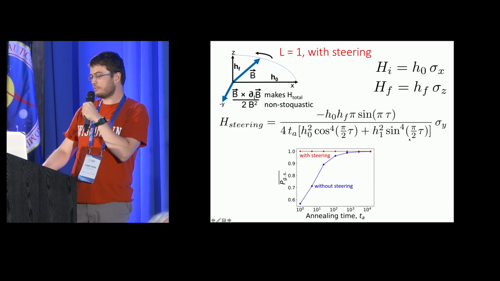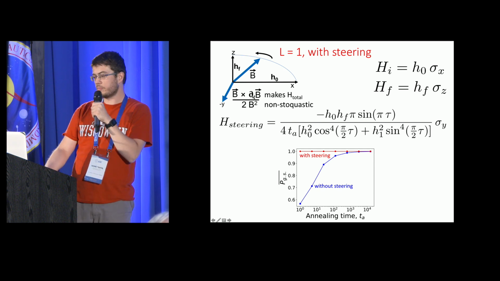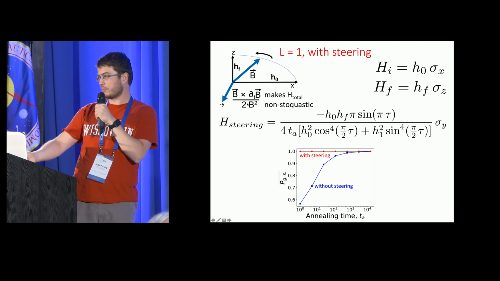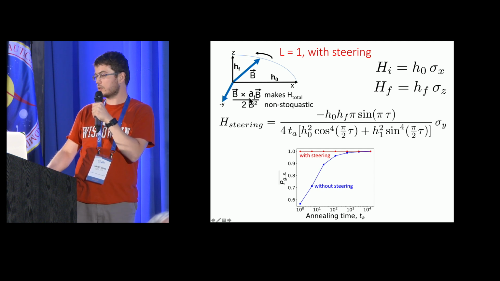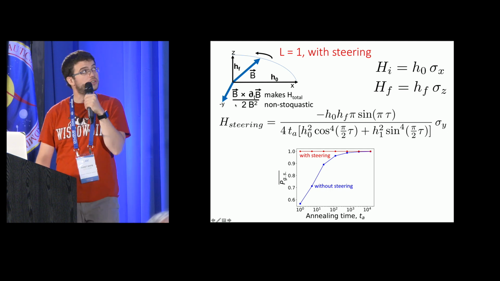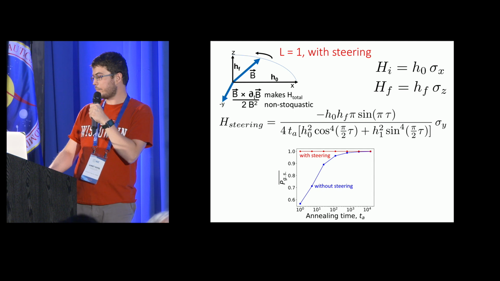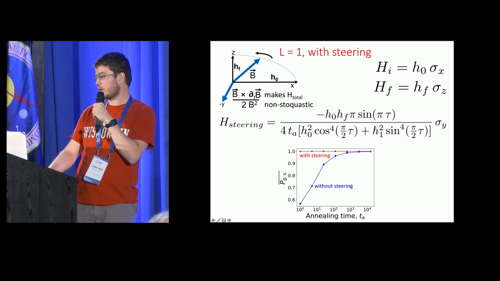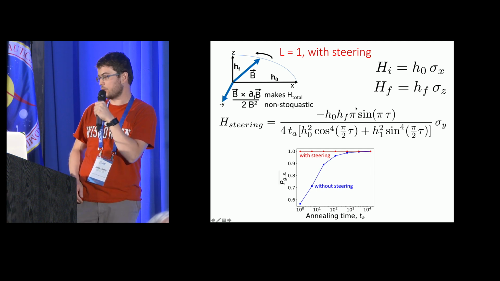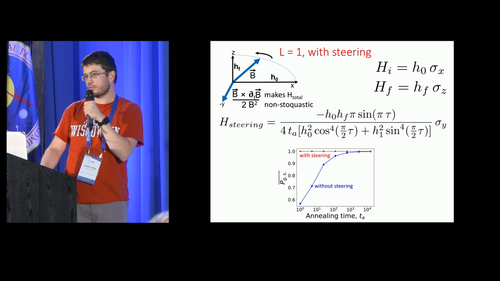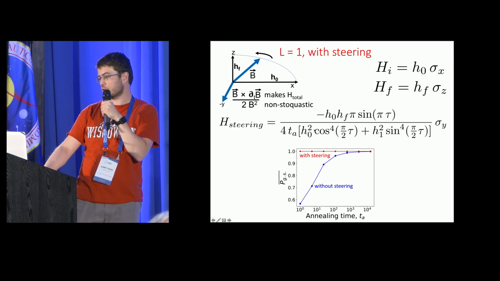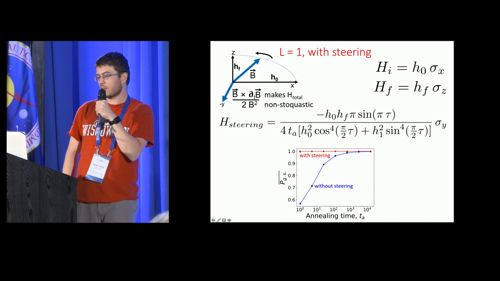Let's compare this with if we apply the steering, which makes the Hamiltonian non-stochastic, B cross B dot divided by 2B squared, which can be calculated using the transitionless tracking algorithm. So we have x, z, and y directions now. The steering Hamiltonian can be calculated. It is 0 at initial and final time, and it has non-zero value in between. And we see that even if we have short annealing time, the average ground state probability is 1. So this is not so unexpected.